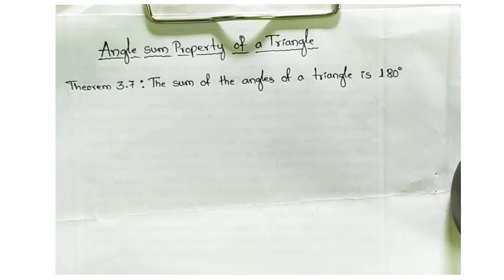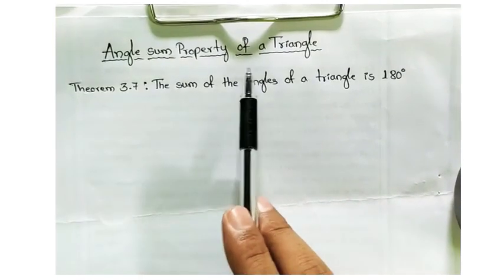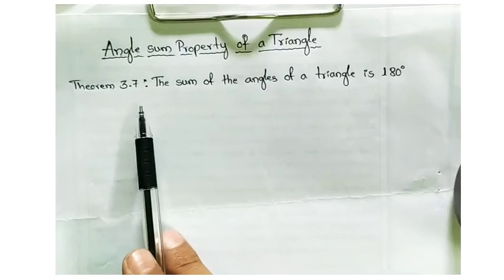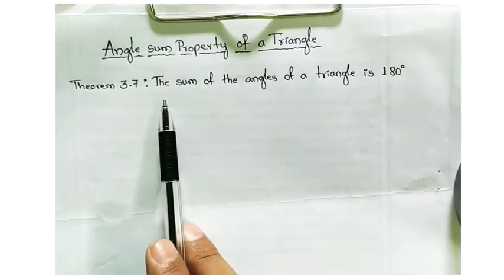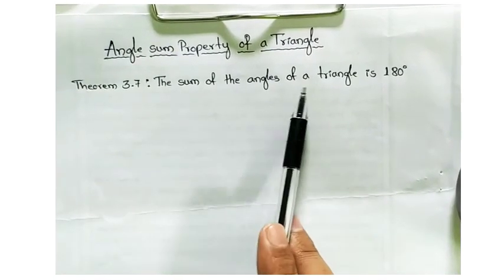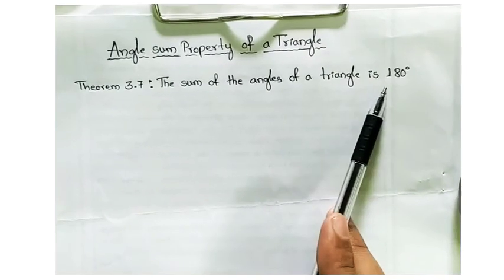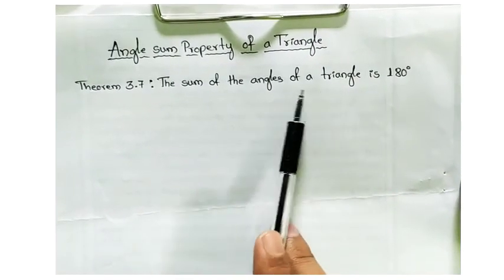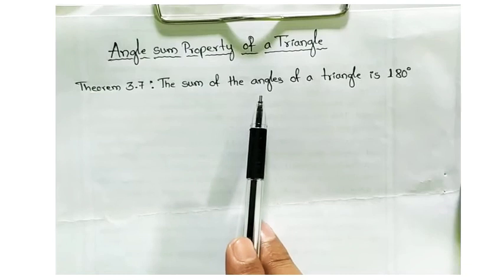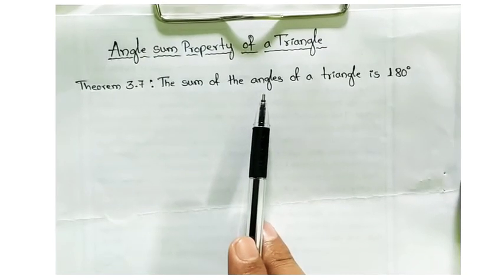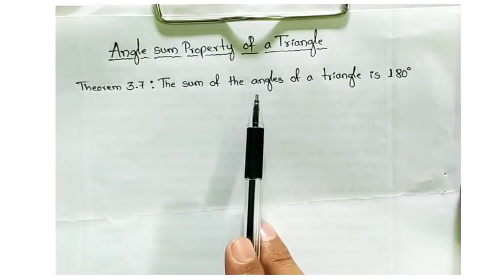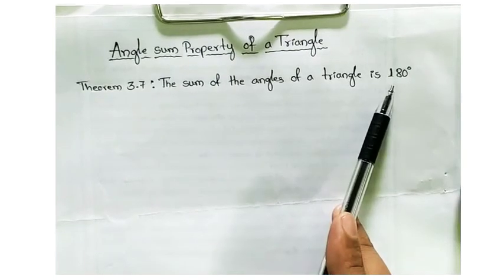Our new concept, that is angle sum property of a triangle. So here one theorem is there. That theorem says that the sum of the angles of a triangle is 180 degree. Okay, in a triangle how many angles are there? In a triangle we will get 3 angles. So if you add all 3 angles, you will get here 180 degree.